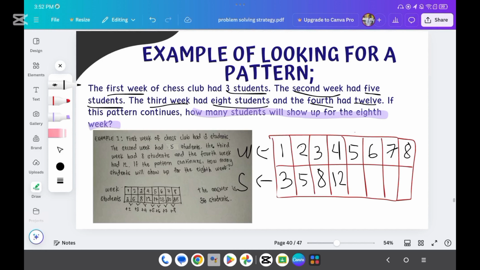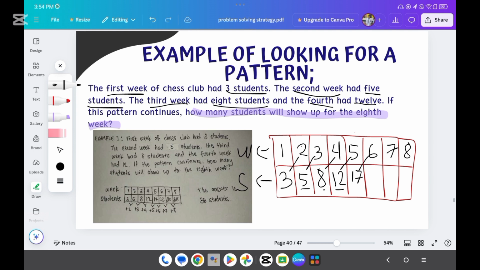Para madali, ganito lang ang gawin nyo guys. So parang ganito, ipa-plus nyo lang itong 2 plus 3 is equals 5. Diba? Ganyan lang. So, next, 3 plus 5 is equals 8. So 4 plus 8 is equals 12. Next, 5 plus 12 is equals 17. So may 17 na estudyante sa 5 week.